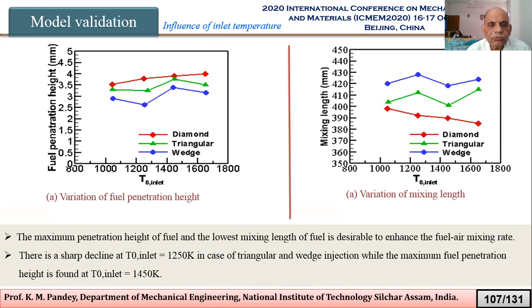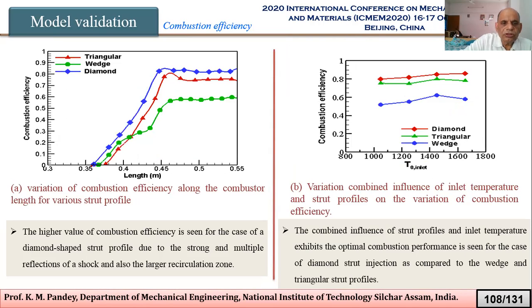Then next, we can see here from the diagram also that the maximum penetration height of fuel and lowest mixing length of fuel is desirable to enhance the fuel air mixing rate. And there is a sharp decline at T0 inlet 1250. And in case of triangular and wedge, the temperature is 1450 K. So this is the variation of combustion efficiency along the combustor length for various types of injectors. And we observe that diamond has the maximum combustion efficiency.